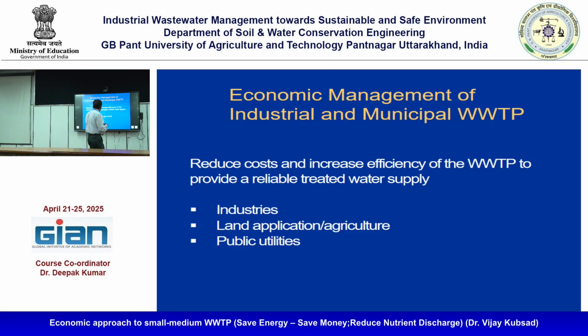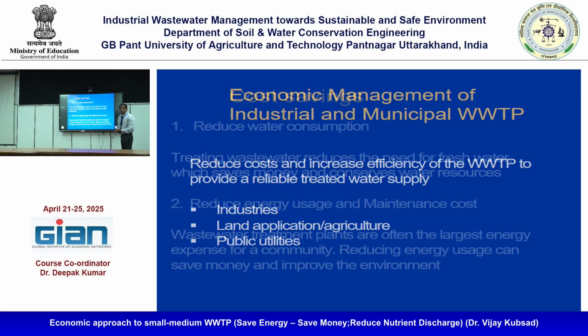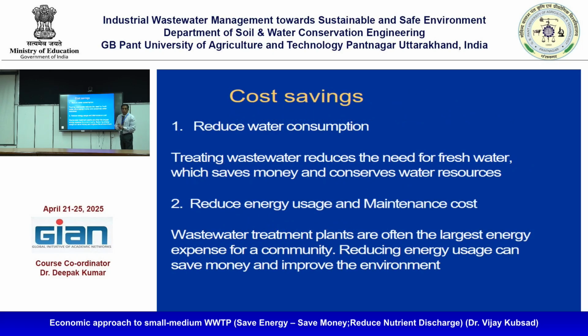So there are three examples, which depend upon the economic value, cost savings, reduced water consumption. That is important. And reduced energy usage and maintenance cost, that you have seen in many examples. I have mentioned a little bit earlier also how we can do energy management, right? Because aeration is a big cost, that is why we are slowly moving to different technologies where you don't need aeration, right? But it depends upon the other factors.